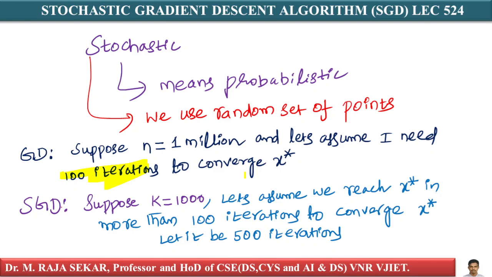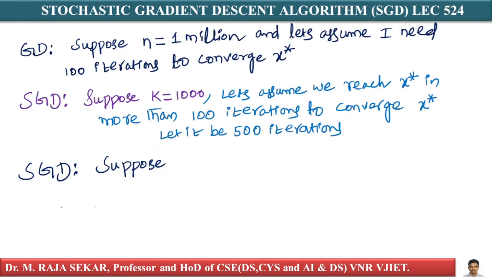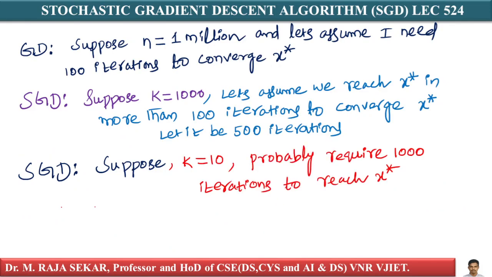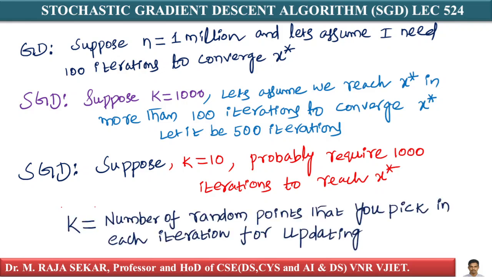If you perform SGD with k equal to 10, you probably require 1000 iterations to reach W star. What is my k? That is important. K is the number of random points that you pick in each iteration for updating.